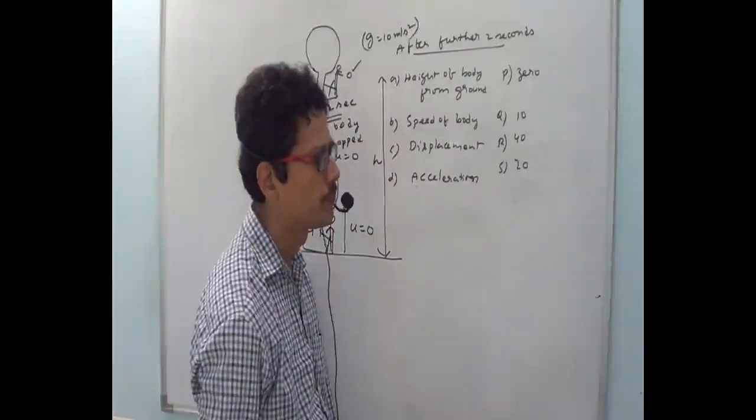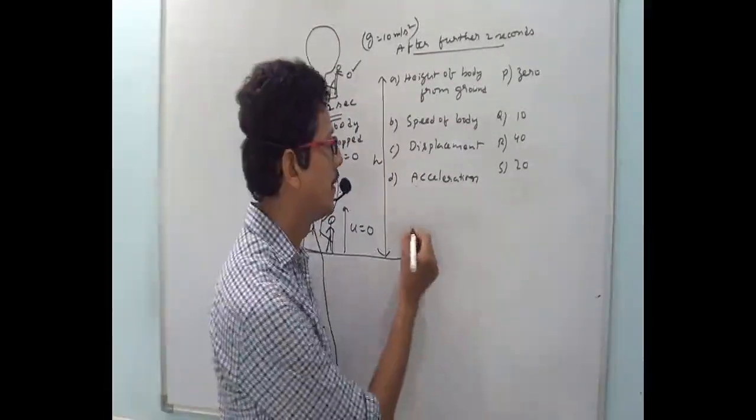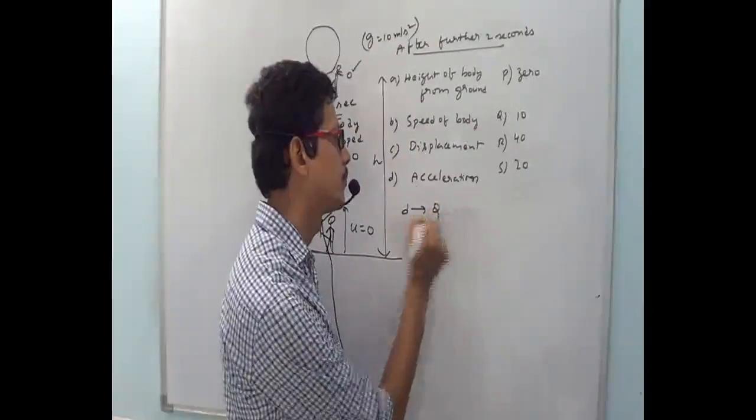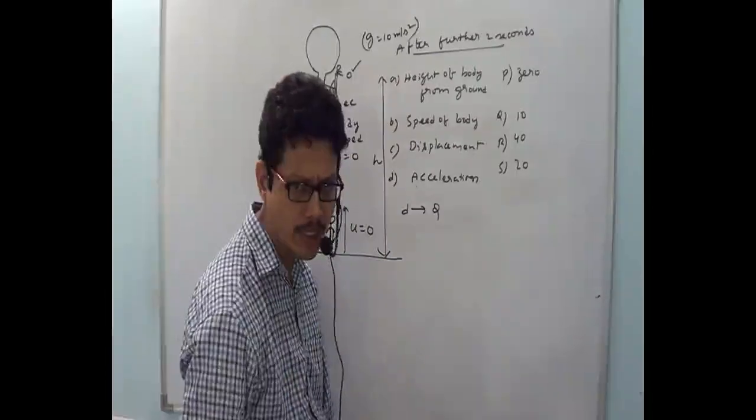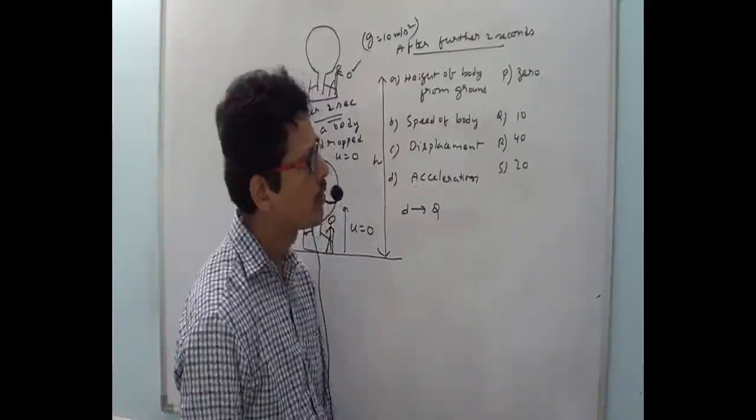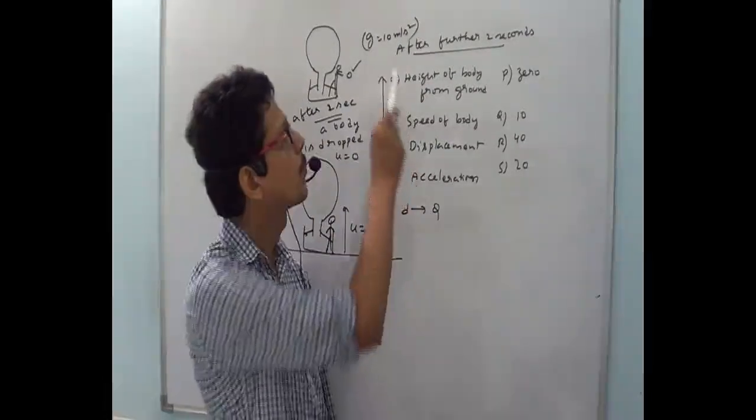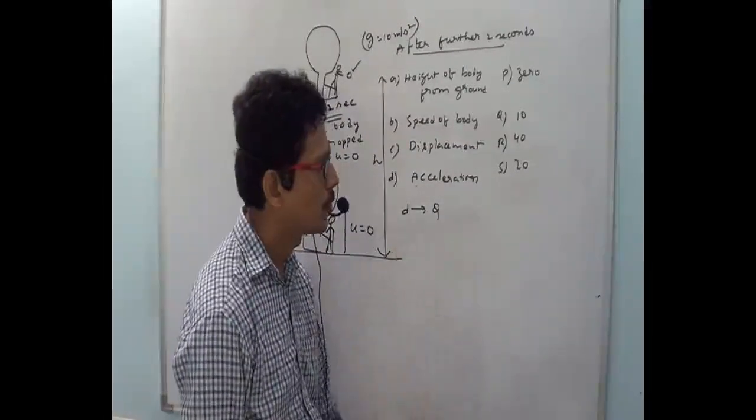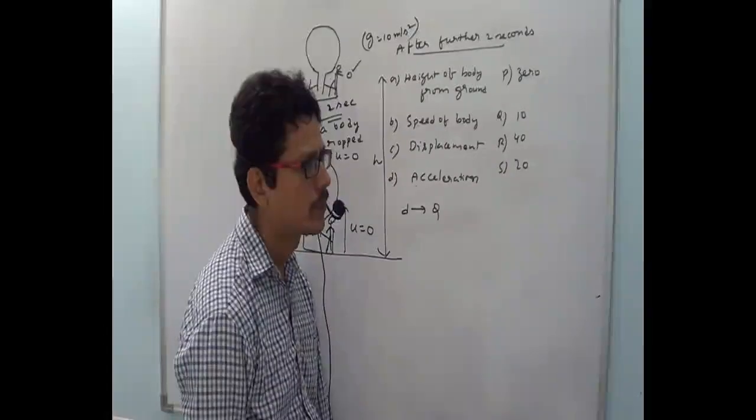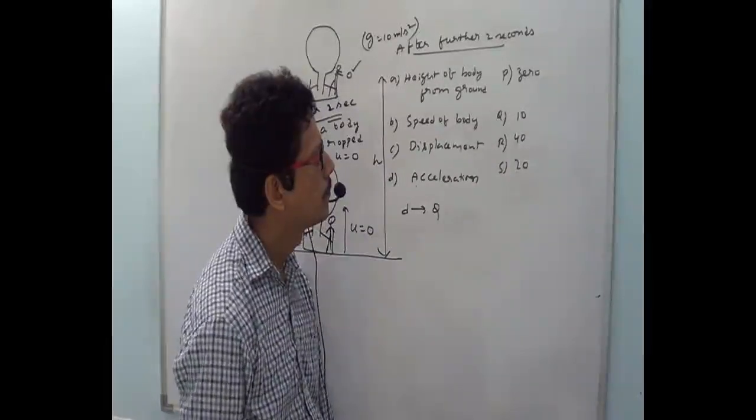Acceleration is how much? D corresponds to Q. Because it is falling under gravity, no external force is acting. What is acceleration due to gravity? What he has provided, 10. So D corresponds to Q. What are the other options? Tell me the other options.